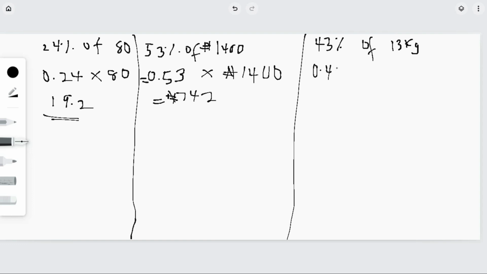So in the first question here, 24% of 80, the answer is 19.2, and 53% of 1400 naira is 742 naira. So 43% of 13 kilogram is 5.59. So watch the example that I gave to you and see the steps that I wrote right here. I don't want to take too long explaining this one, because we have one more thing to discuss before the end of this video.